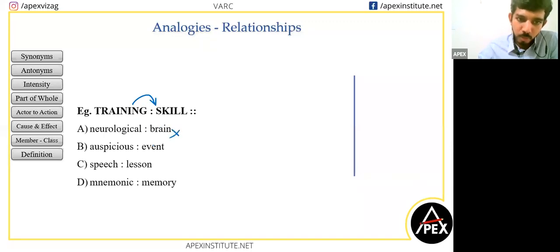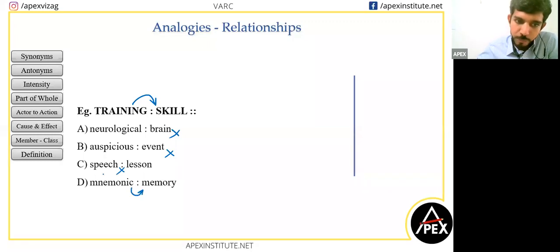Neurological improves brain? No. Auspicious improves an event? No. Auspicious event is a description. Auspicious doesn't improve the event. And speech doesn't improve the lesson. They are unrelated. So to improve speech, you need to practice something else, maybe communication or English. So speech doesn't improve your lesson.